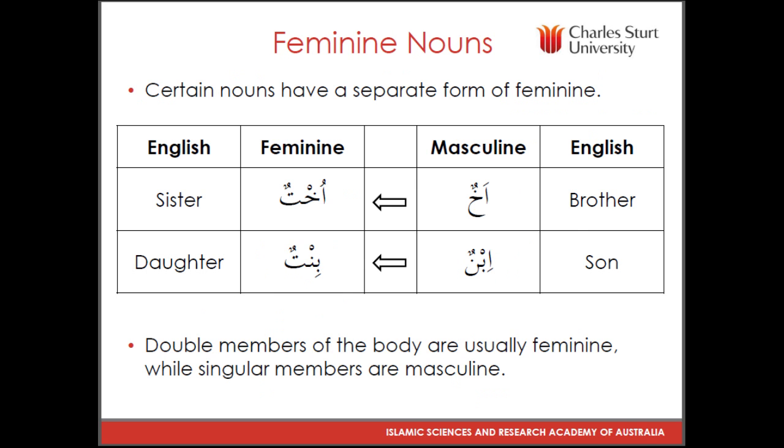Another rule, this one is very important, you have to learn it. Exceptions. When you say daughter, it is feminine. When you say sister, it is feminine. Ta is not needed. Double members of the body. Double members. So hand, two hands, we have two hands, double member. Eye, two eyes, we have two eyes, double. So ear.